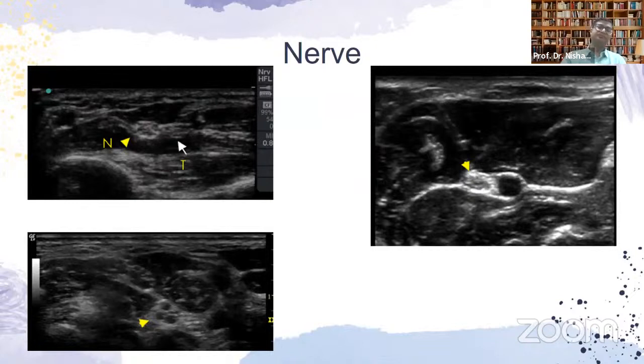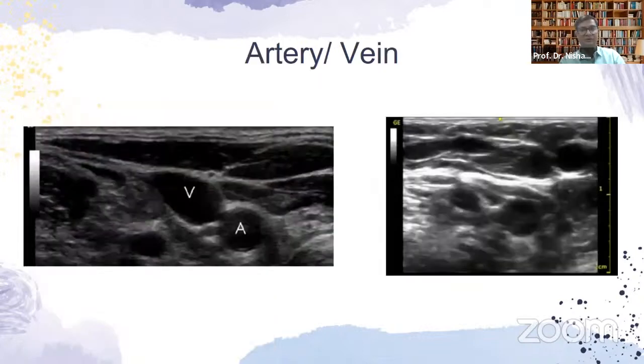Now, coming to nerve. There are different views of the nerves. You can see nerves as a hyperechoic circle with hyperechoic shadows inside. You can see it totally hyperechoic from the surrounding structures, or you can see it as a bundle of nerves, as in plexus. Here you can see 3 nerves bounded by the fibrils, right? So this is how you see the nerves.